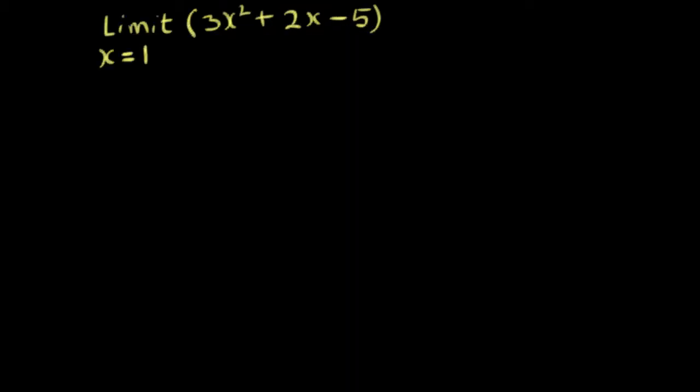Now pause the video and attempt to solve this question. Because of time, I will solve it. You pause the video, then when you are done, check if your answer is correct. Here we are told that x is approaching 1. So wherever we see x, we plug in 1. So we have 3 into 1 squared plus 2 into 1 minus 5.